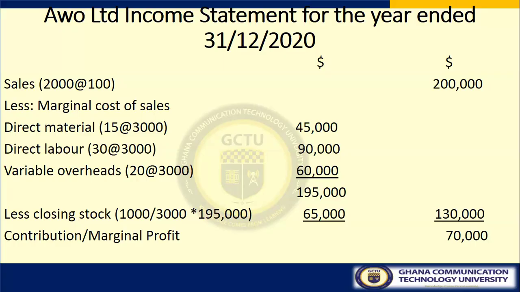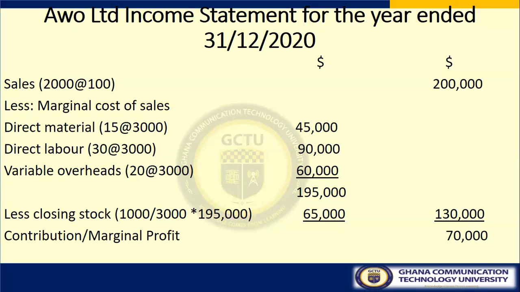So to find the cost for the 1,000, we say we produced 3,000 and sold 2,000. So 3,000 less 2,000 gives you 1,000. The formula is the 1,000 left divided by total production times the 185,000, and you get 65,000 as the cost for the closing stock. Less the closing stock from the 185,000, you get 130,000 as our total cost of producing the 2,000 units, not 3,000 units. Then less your 130,000 from the 200,000 to get 70,000 as your contribution.